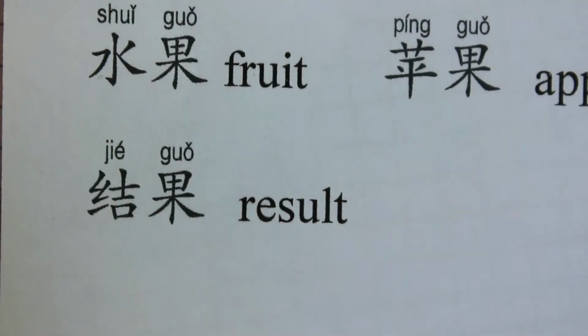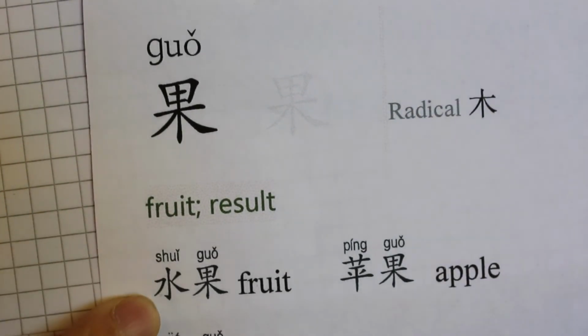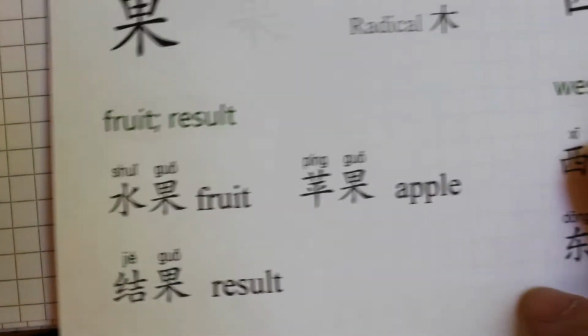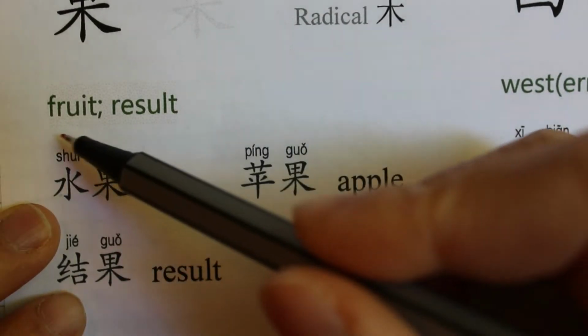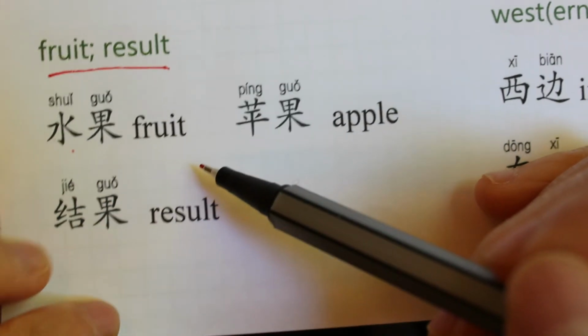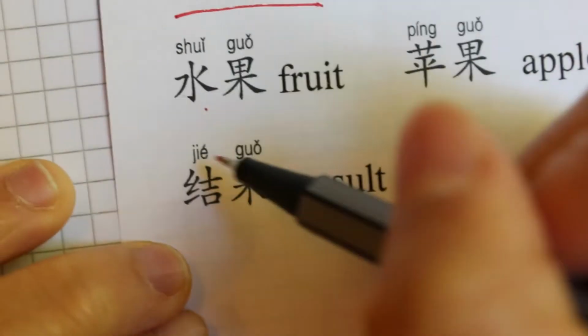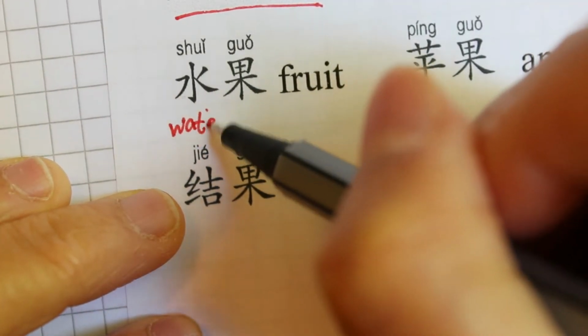Okay, next. The next character is 果. It has the meaning of fruit and result. 果 and here 水果 means fruit. And 水 means water.